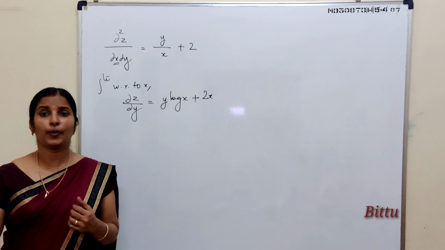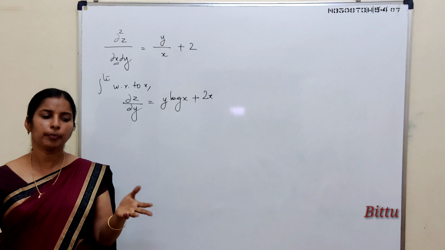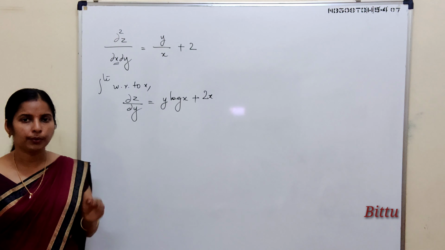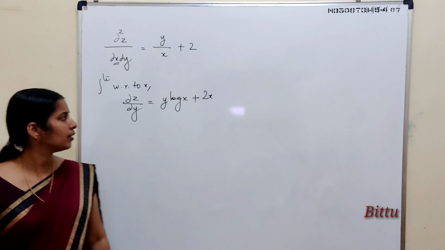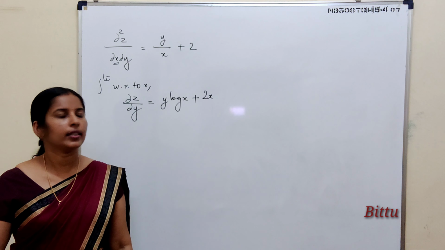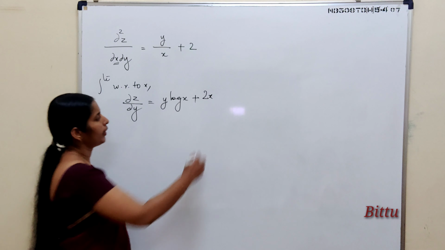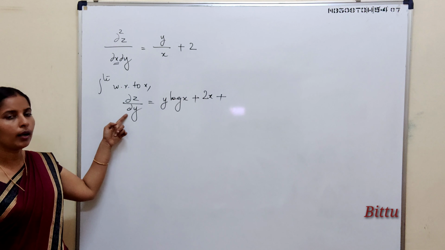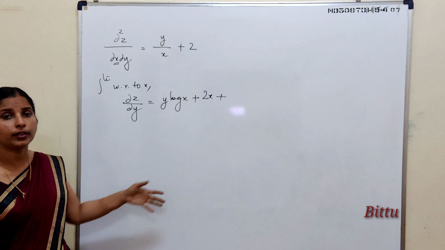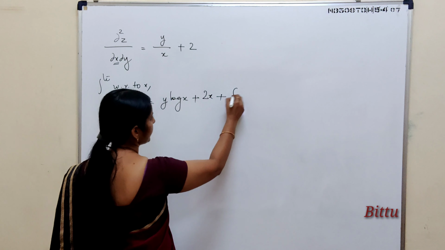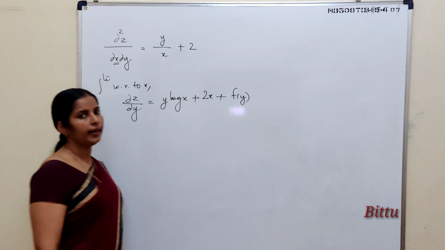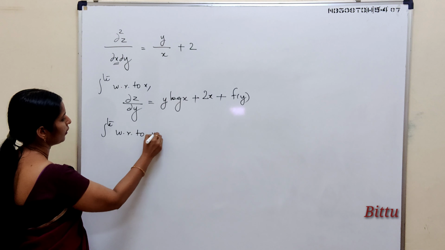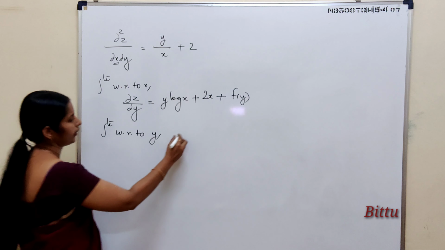See, in the unconscious mind, sometimes for integration you may do differentiation and vice versa, that's why you have to be very conscious while integrating and differentiating. Then after integration there is a constant. Here the constant is a function of y, so it is f of y. Again you integrate with respect to y. What is its integral? It is z.